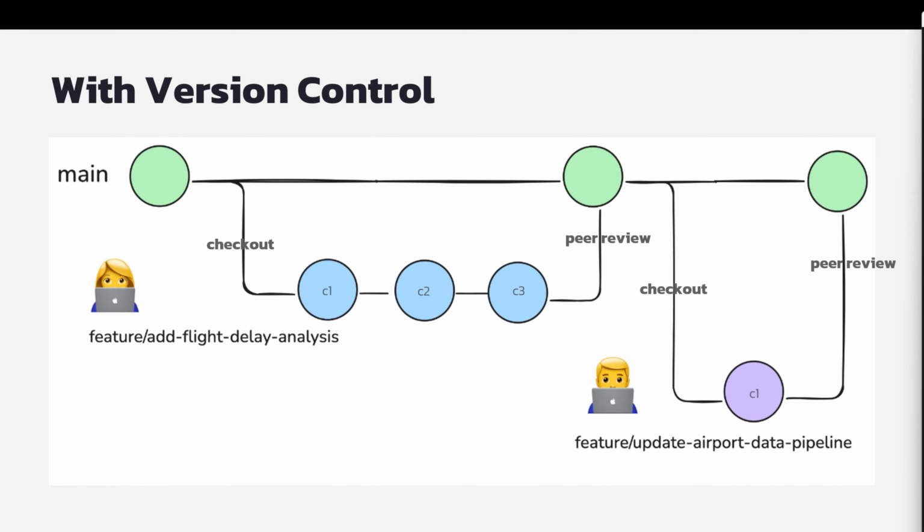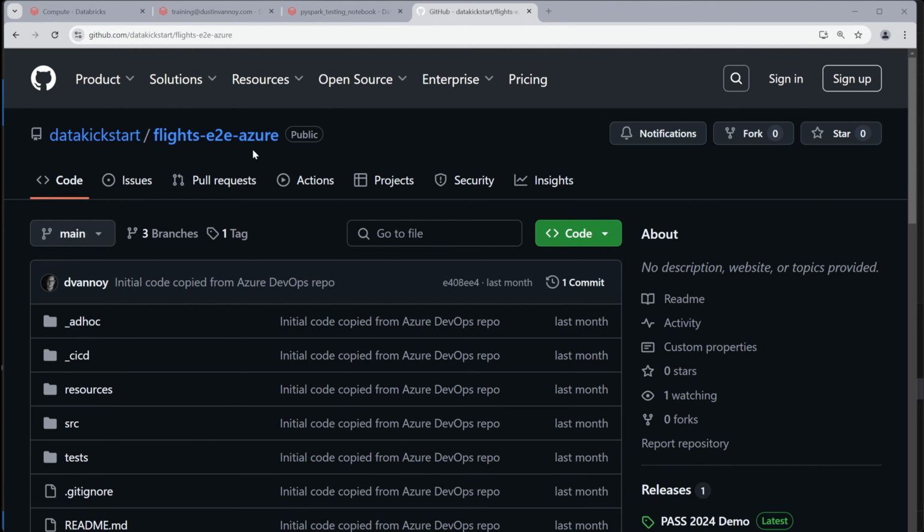So let me demonstrate this with GitHub and the Databricks integration with Git providers, which includes GitHub, Azure DevOps, GitLab, etc. From the GitHub side, I have a repository here. I've called it Flights E2E Azure. This isn't an Azure specific demo, but this is a version that has a few settings that work within Azure Databricks rather than AWS. It'd be pretty easy to switch them.